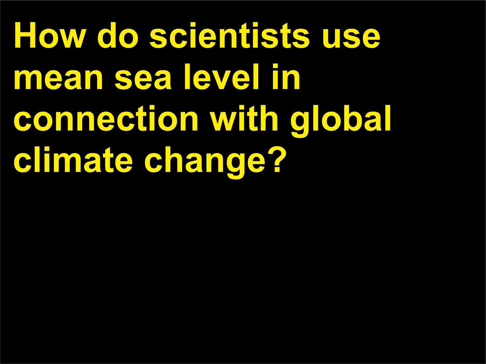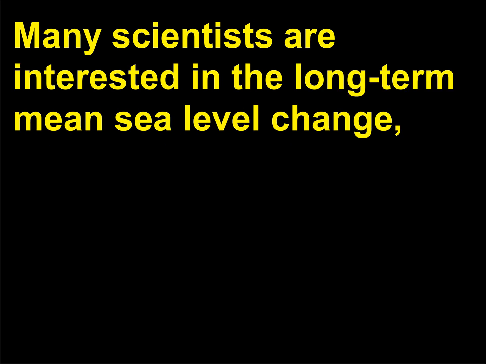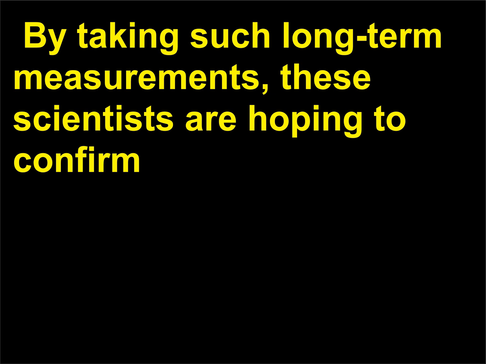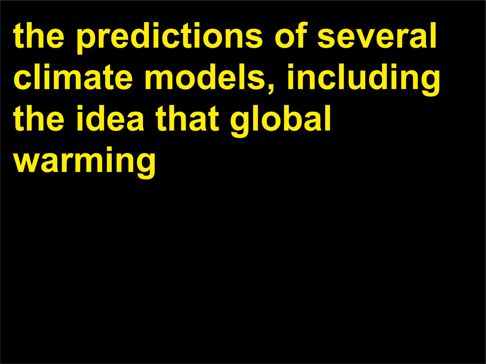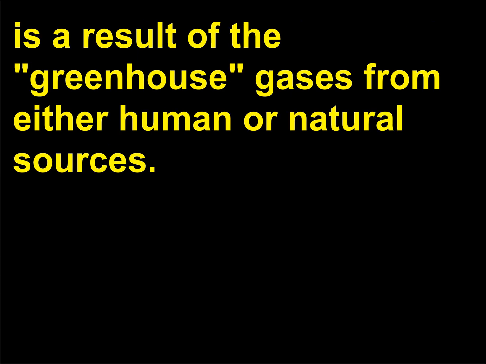How do scientists use mean sea level in connection with global climate change? Many scientists are interested in the long-term mean sea level change, especially in connection with global climate change. By taking such long-term measurements, these scientists are hoping to confirm the predictions of several climate models, including the idea that global warming is a result of the greenhouse gases from either human or natural sources.